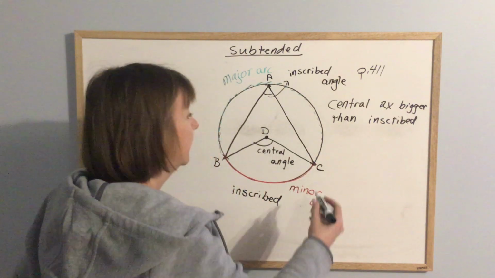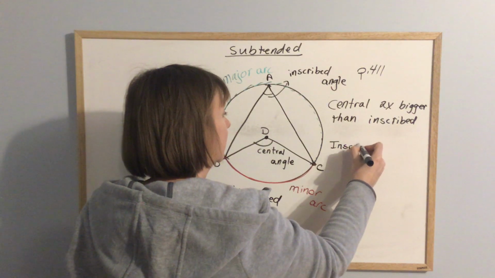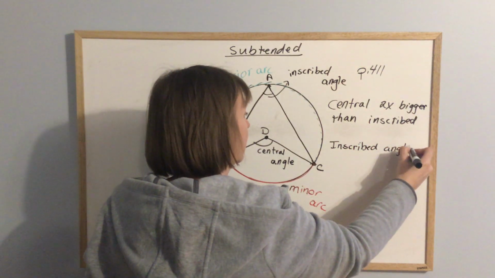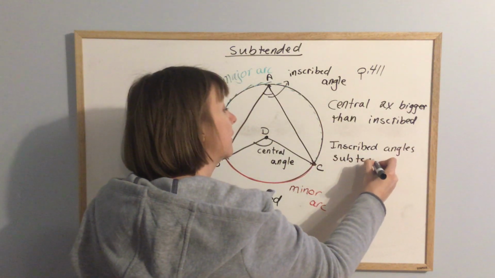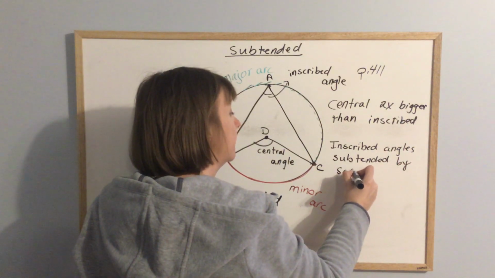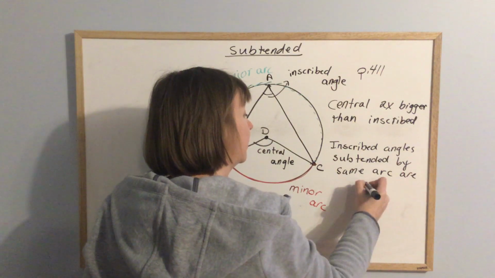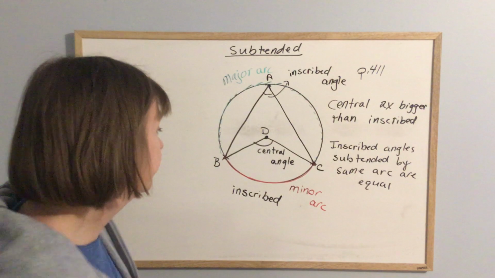Now, inscribed angles subtended, which just means joined by the same arc, are always equal. And I will show you what that looks like.